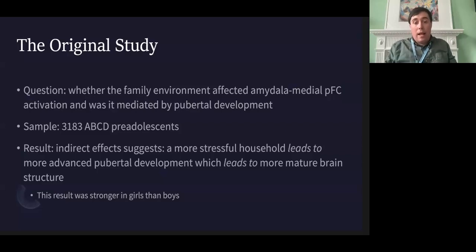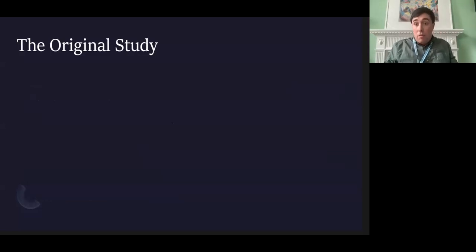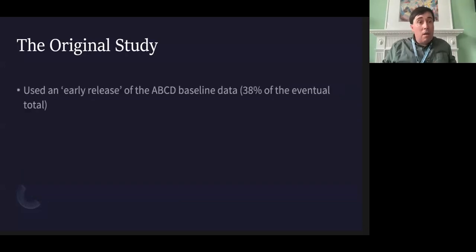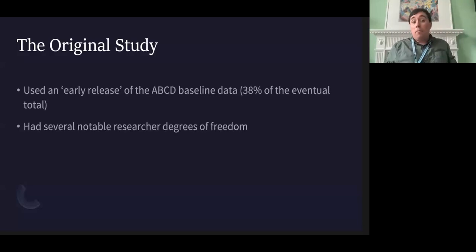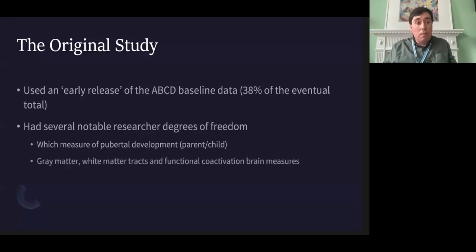So it's a good paper, and these are solid findings that I believe other people have either speculated or found in smaller samples. But there are decisions that were made during this paper, as there are in every single paper. So they used, as we mentioned, only 38% of the full sample here. That's all that was available at the time. There were quite a few opportunities for research degrees of freedom. For example, which measure of pubertal development did they use? They used the parent one, for the record, but they could have used the child one.